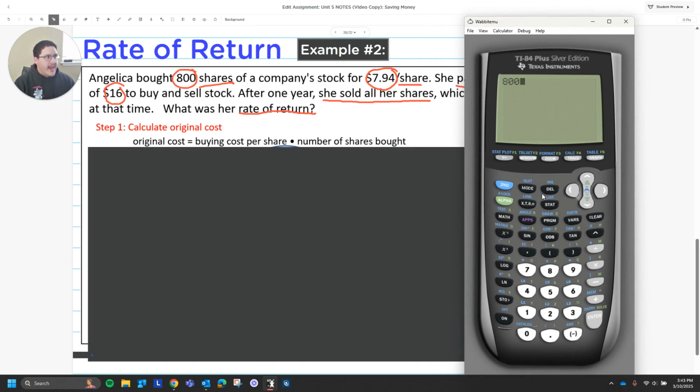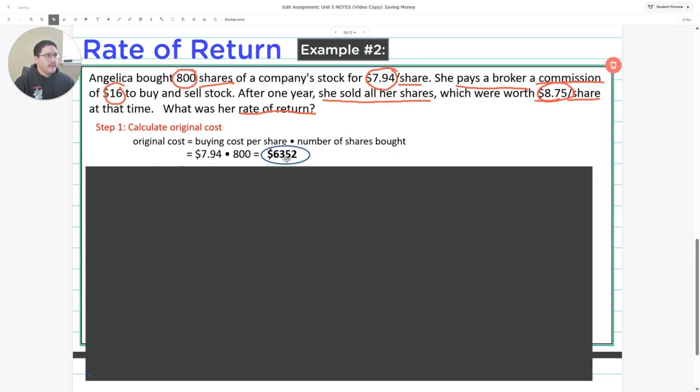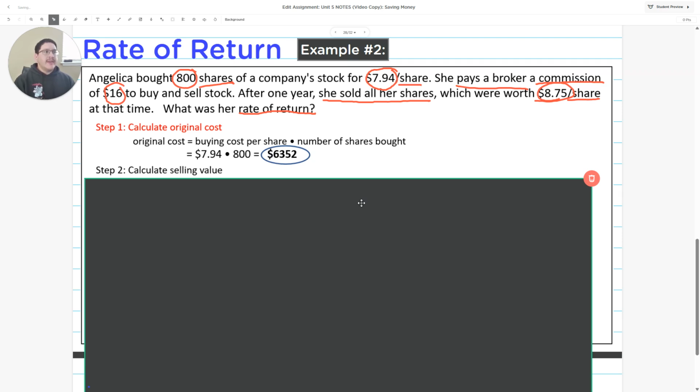So that means I'm going to multiply 800 with $7.94. And the original cost was $6,352. Okay, so that is the original cost. Next step, calculate the selling value.